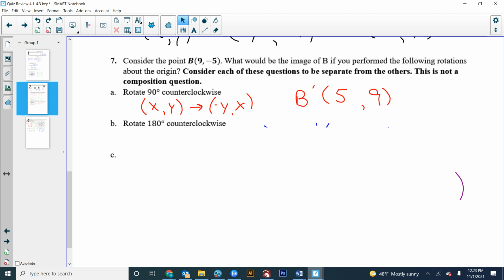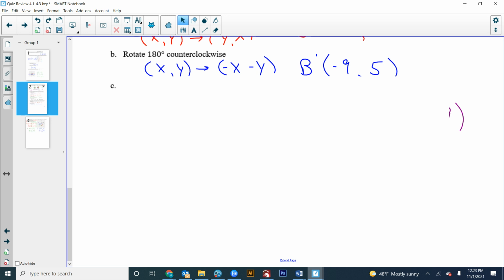180 counterclockwise. Ella, what'd you get for that one? What's the rule for that one? Negative x, y. Is that according to Kelsey's paper? No, she's maybe. I had negative x, negative y. Negative x, negative y. Negative 9, 5 is what I got. Negative x, negative y.